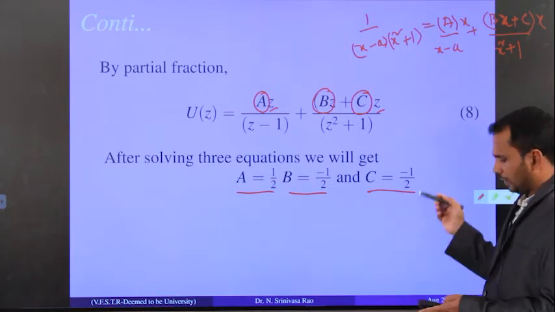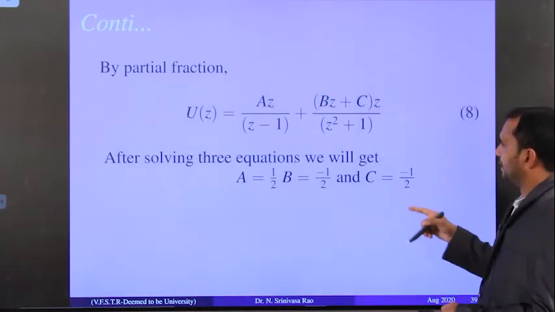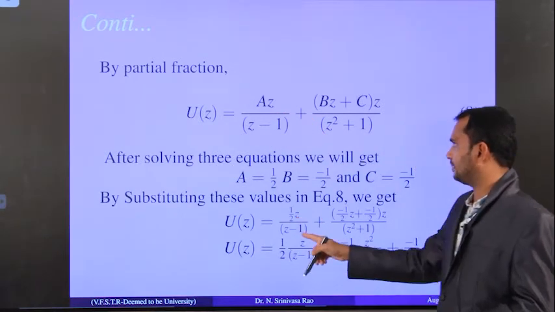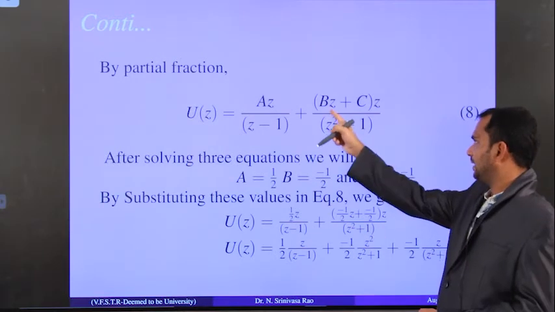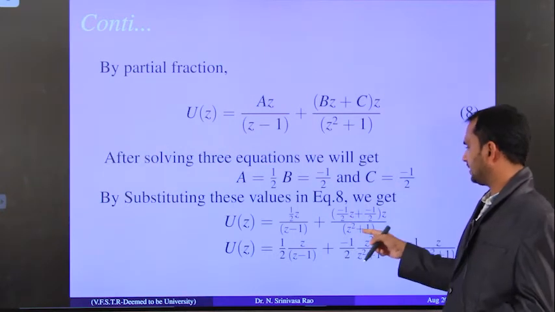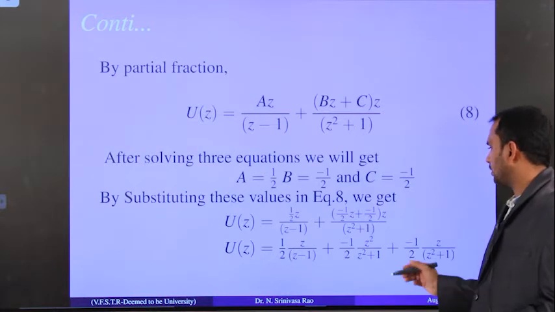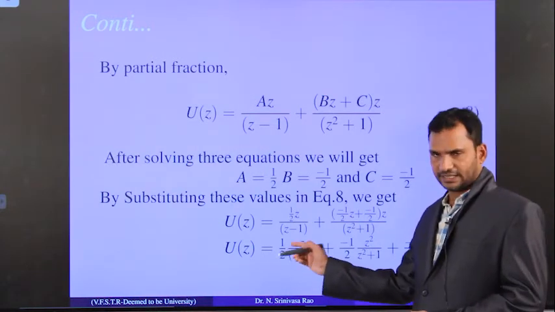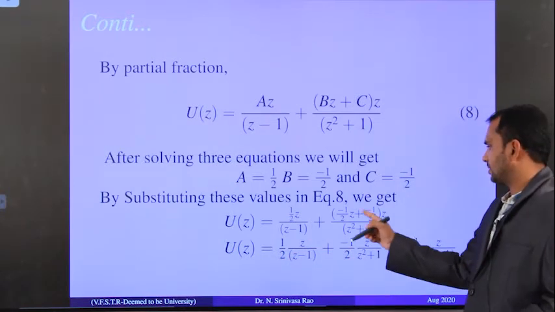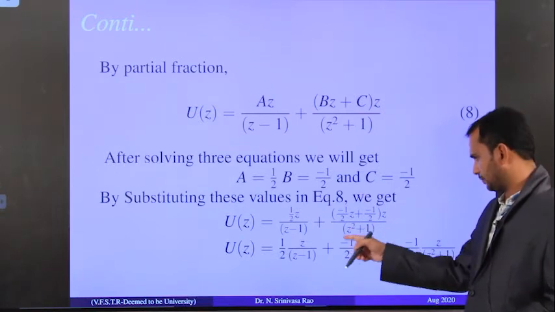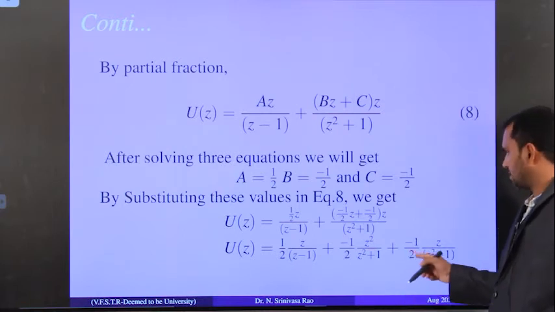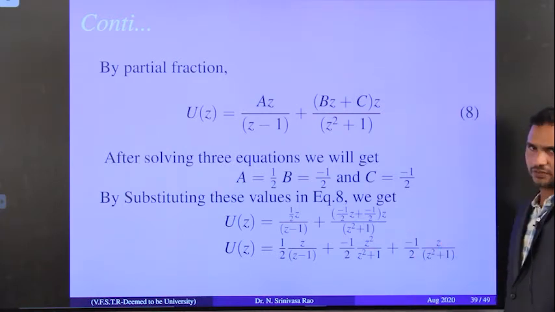Okay, so once you have a, b, c values, you just substitute here. So substitute a value: 1 by 2 z divided by z minus 1, plus b value minus 1 by 2 z plus c value minus 1 by 2 into z divided by z square plus 1. So 1 by 2, you can take it out since it is a constant: z by z minus 1, plus, you just make it into two parts, minus 1 by 2 multiplied with z square by z square plus 1 plus minus 1 by 2 z by z square plus 1.